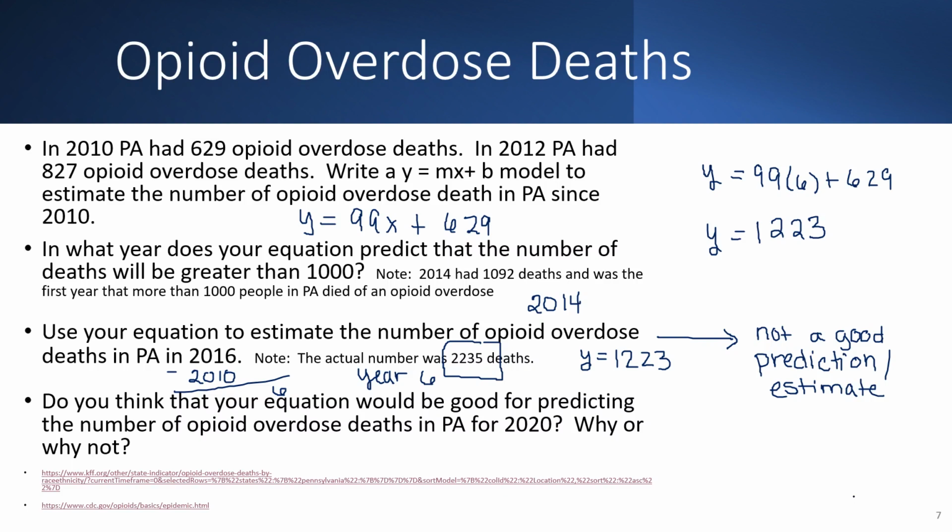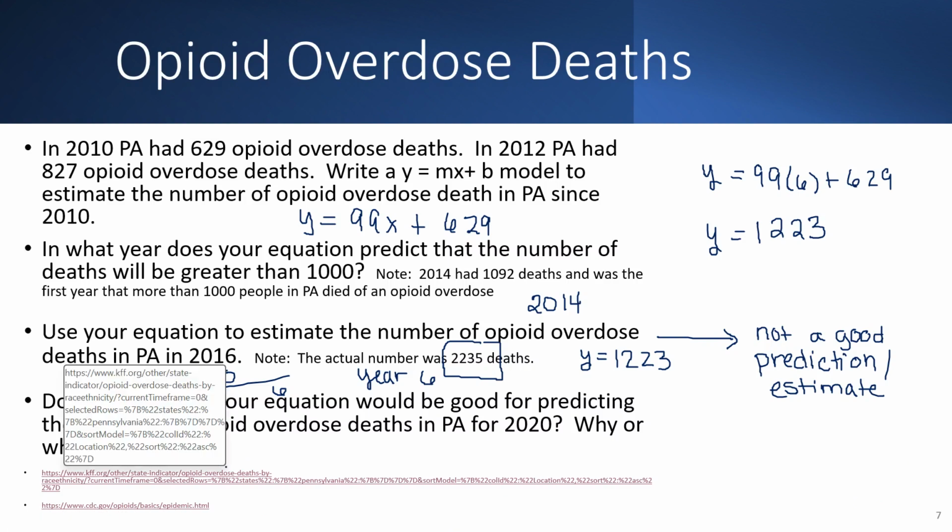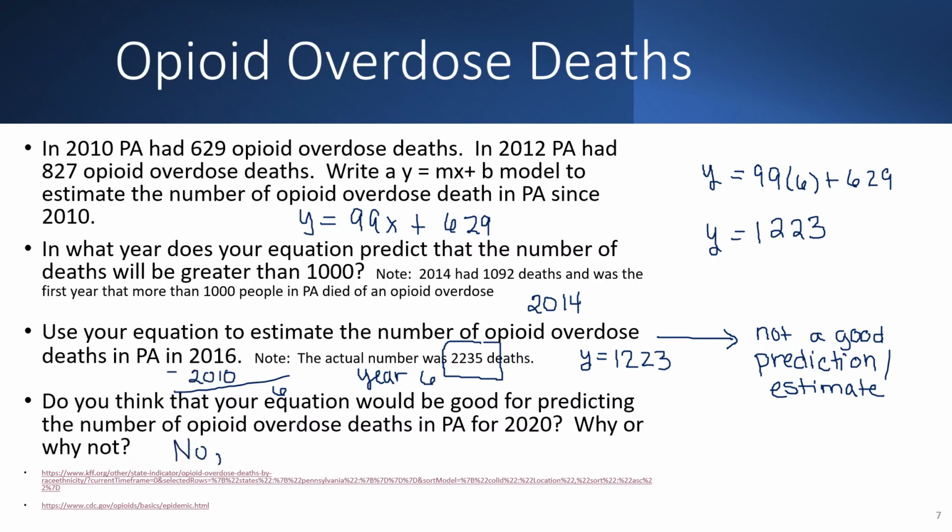And so the last question we have is, do you think your equation would be good for predicting the number of opioid overdose deaths in Pennsylvania for 2020? And the answer that I would give is no. And the reason, the why or why not, is because our linear trend no longer worked already in 2016.